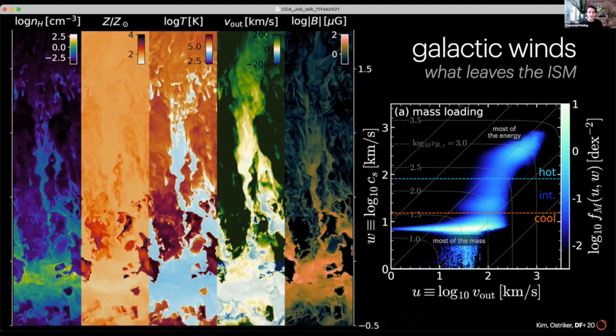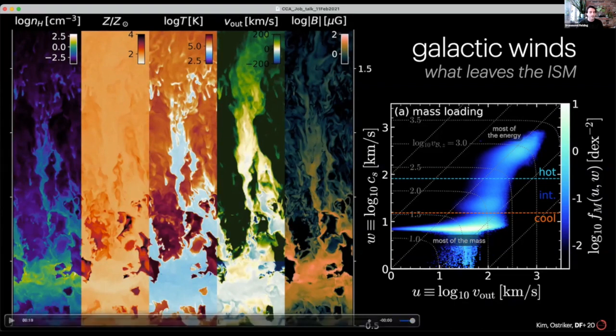So the escape velocities of these galaxies are far, far higher than 30 kilometers per second. So this mass flux is not going to really make it far out of the galaxy at all. Most of the energy, though, is carried by this very, very hot, very fast moving phase that's going upwards of 1,000 kilometers per second, just like we saw in M82.